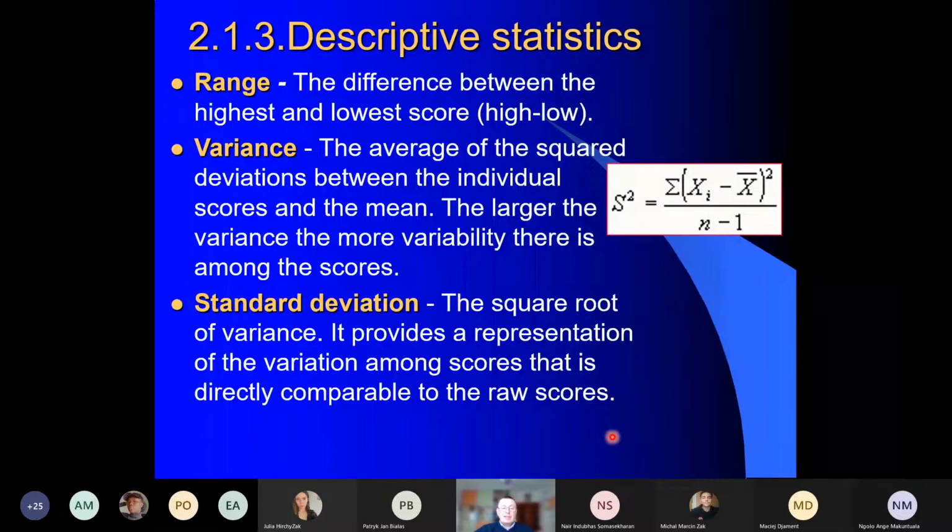As the last pair of descriptive statistics, or assessments of sample characteristics, there is variance: the average of the squared deviations between individual scores and the mean. The larger the variance, the more variability there is among scores. And standard deviation is the square root of variance, and provides a representation of variation among scores that's directly comparable to the scores. Standard deviation can have a sign, plus and minus, whereas variance is only a squared value.